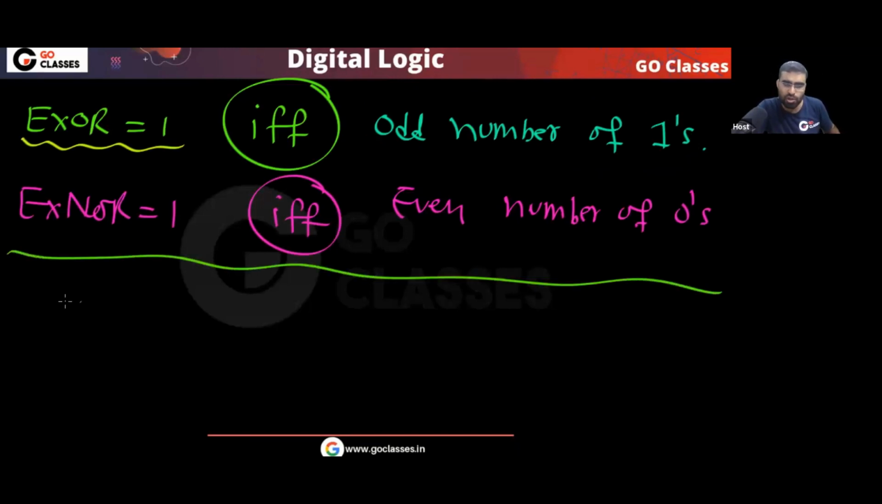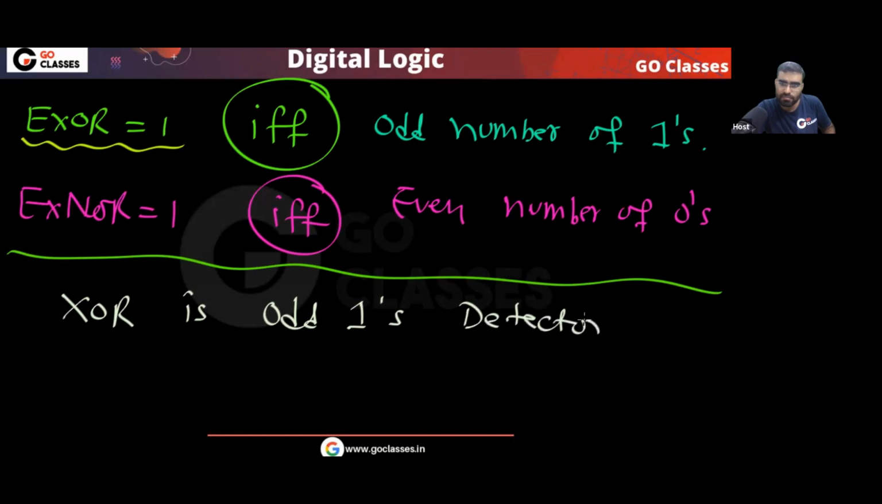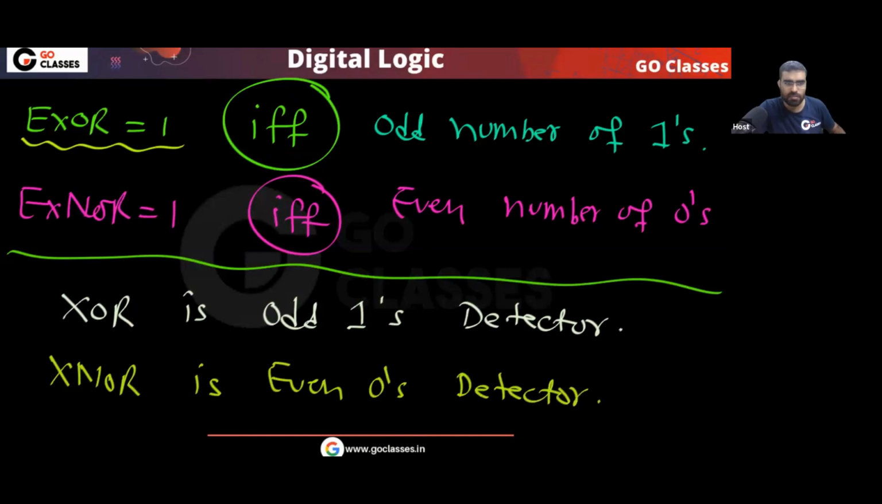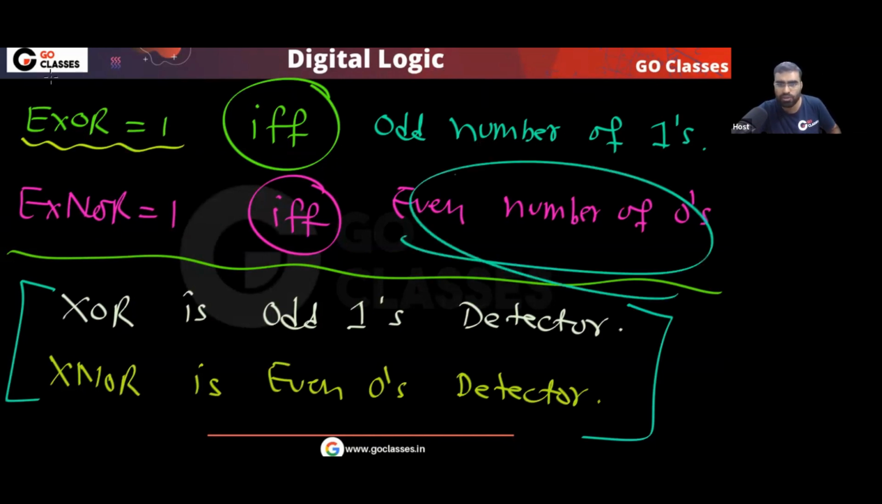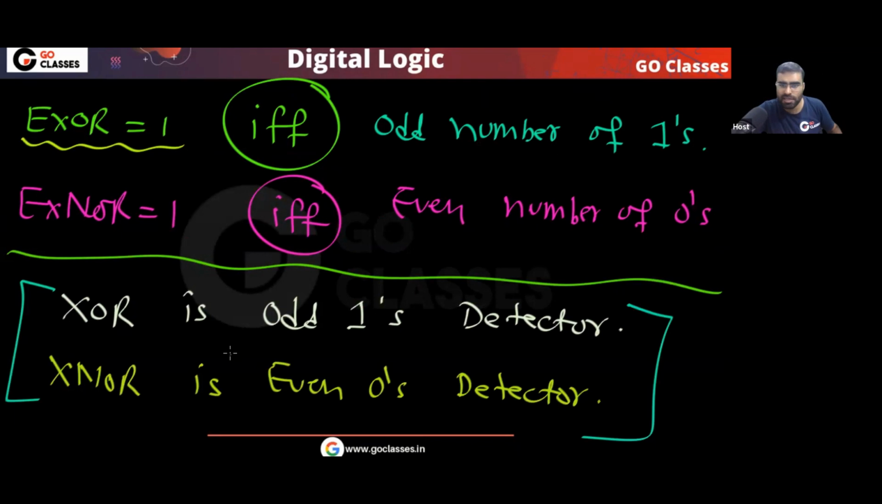This same thing I can also say: XOR is odd ones detector. Yes or no? And XNOR is what? XNOR is even zeros detector. Is this clear? Very simple point. Remember, if an odd number of variables are 1, then XOR will be 1. If an even number of variables are 0, then XNOR will be 1.